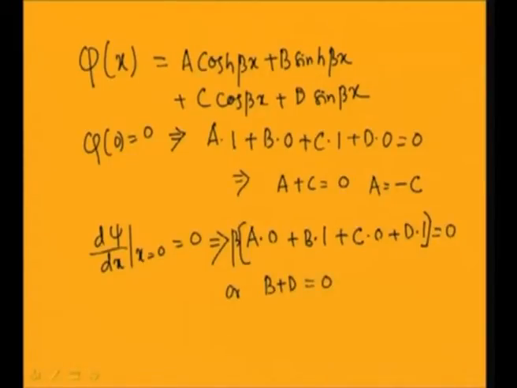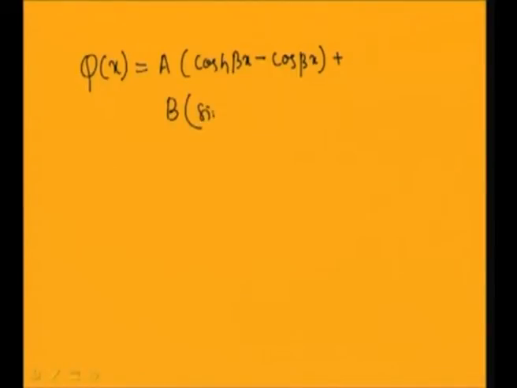So as b plus d equal to 0, this implies b equal to minus d. So I can write b equal to minus d and a equal to minus c in this case. Now substituting these two expressions here, phi x can be written as a into cos hyperbolic beta x minus cos beta x plus b into sine hyperbolic beta x minus sine beta x.